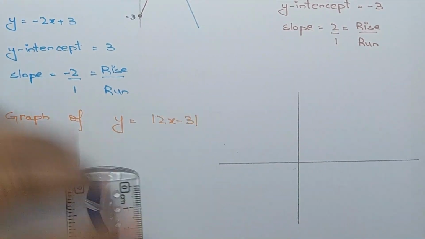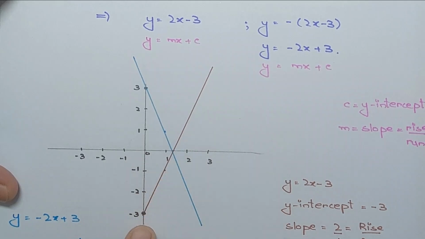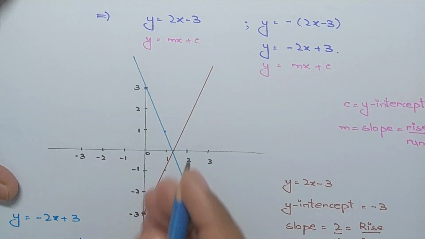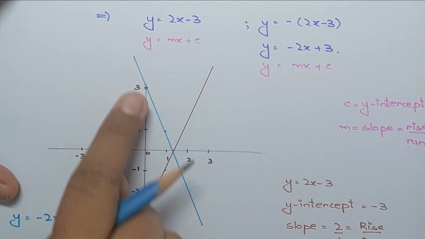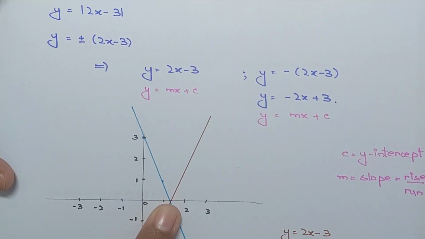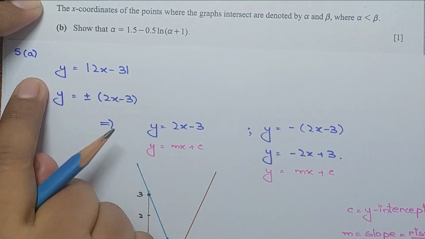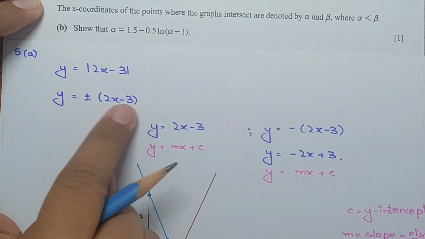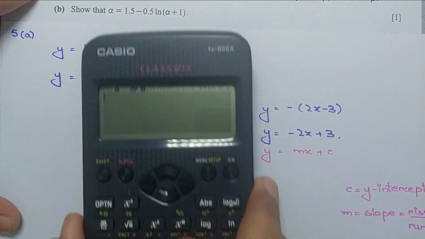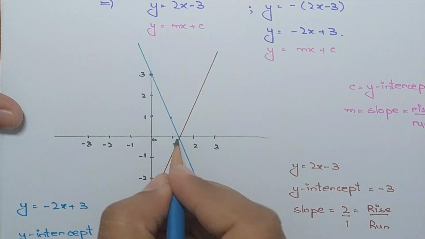You guys can see, they have a point of intersection. This is their point of intersection. This line is between 1 and 2, I guess, because this is your x-intercept. This is the y-intercept, and for the x-intercept, y would be equal to 0, right? Now when the y value is 0, what is your x? 2x minus 3 equals 0, and x equals 3 by 2. 3 by 2 is 1.5, in the middle of 1 and 2. This is 1.5.